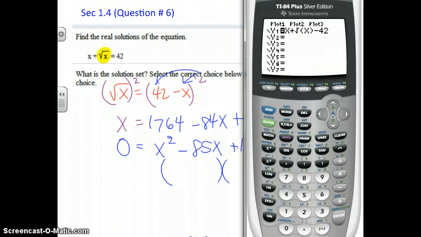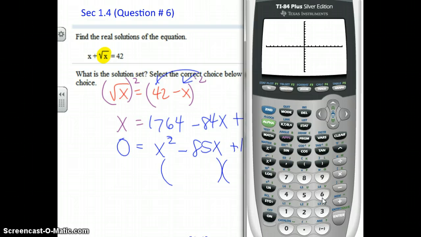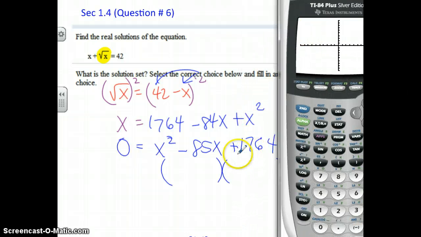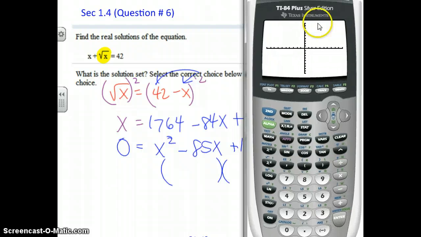So I went ahead and typed this into my calculator, x plus the square root of x. Notice that I took this 42 and I subtracted off, so I'm going to actually be looking for the zeros. I'm going to hit zoom 6, and I'm not going to be surprised if I don't see anything because I'm working on a small 10 by 10 window, and since my function's y-intercept at least is 1764, I'm not surprised that I don't see anything in a small 10 by 10 window.